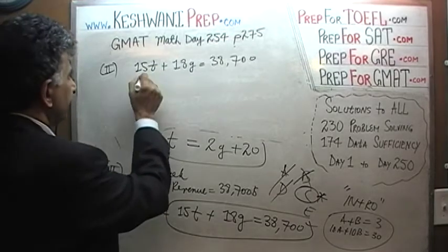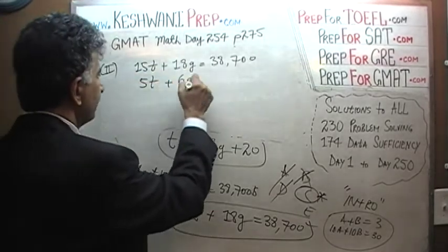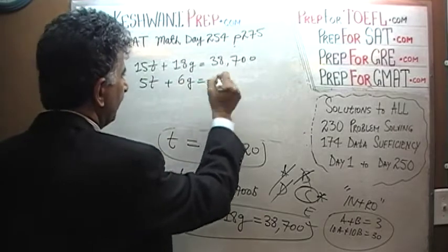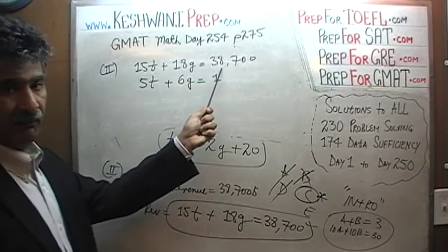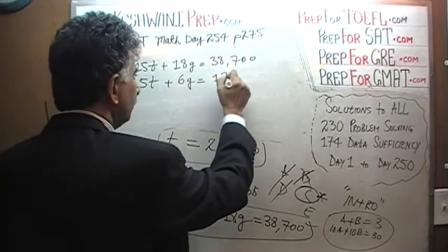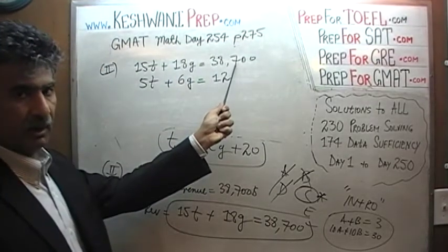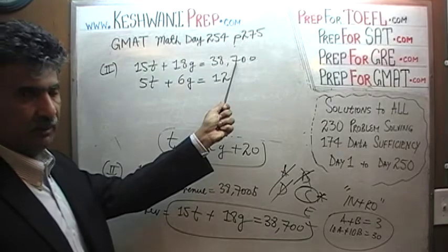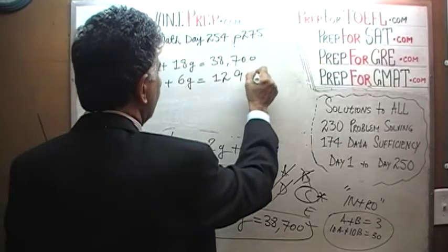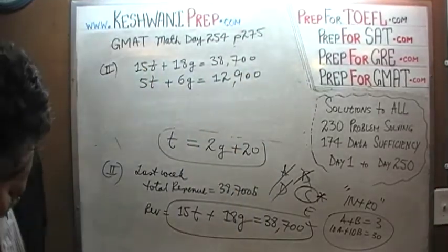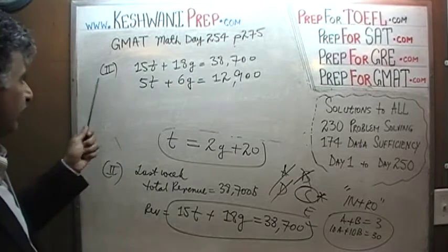If you divide 15 by 3, we get 5. This is going to be 6g. 3 divided by 3 is 1. How many 3's does 8 have? 8 has 2 3's. The remaining 2 goes and joins the 7, becomes 27. How many 3's in 27? 27 has 9 3's. So we get 12,900. That's our second equation.